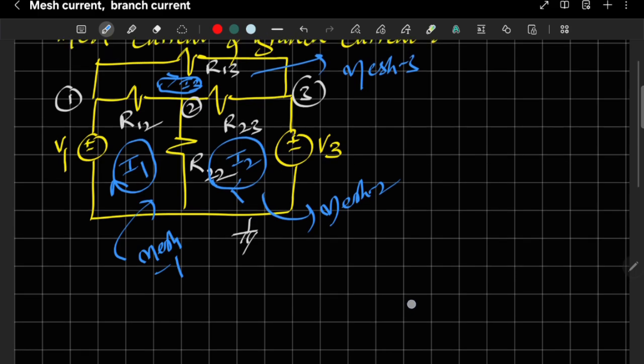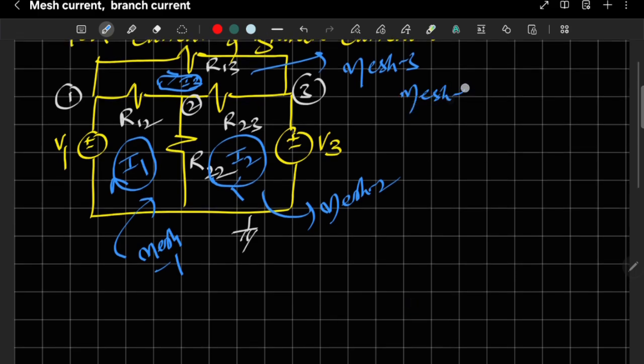Okay, now you focus on mesh 1. In mesh 1, what are the elements we have? In mesh 1, we have voltage source V1, resistor R12 and resistor R22. Okay, but you can see voltage source V1 is related to only mesh 1. It is not common to any other mesh. So in the voltage source V1, because it is related to only mesh 1, it is not in between any two meshes, the mesh current is equal to the branch current I1 only.